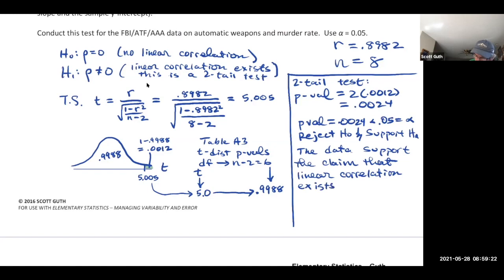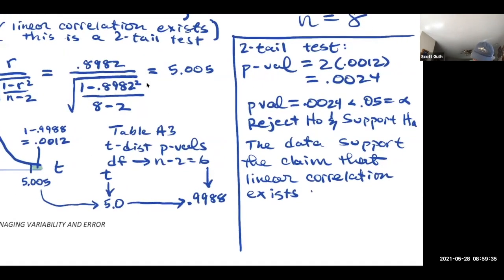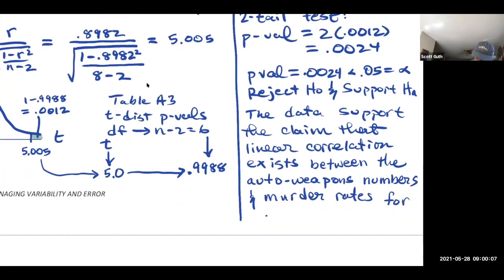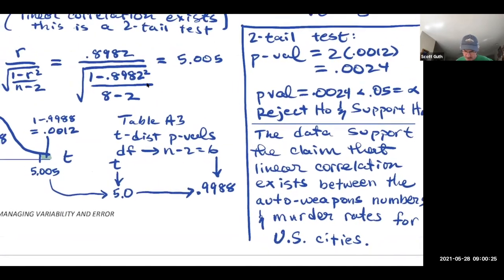I'll go ahead and put this in context. Linear correlation exists between the, it's kind of wordy and I only have like an inch of space to write in. Let me see, between the auto weapons numbers and murder rates for cities. I guess they were US cities, so I'll say US cities. Okay. Got it. Does that make sense, you guys? Anybody want to ask about this?